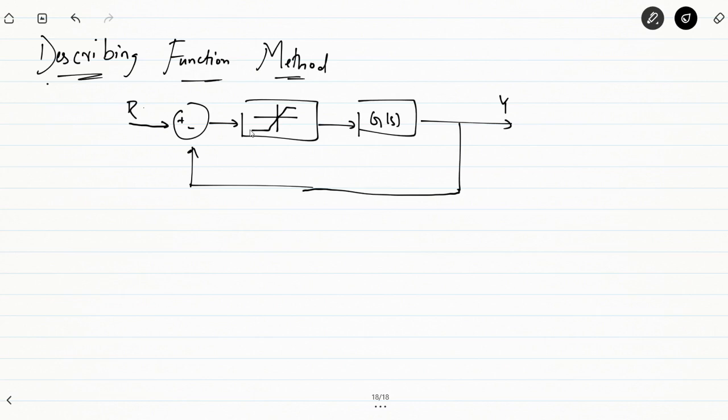So how do we find the describing function for nonlinear elements? This is what we'll be looking at: how to find the behavior of this nonlinear system. That, in other words, is by finding out the describing function for this system.